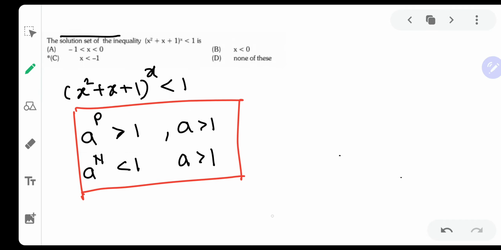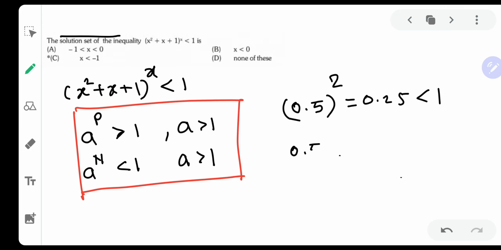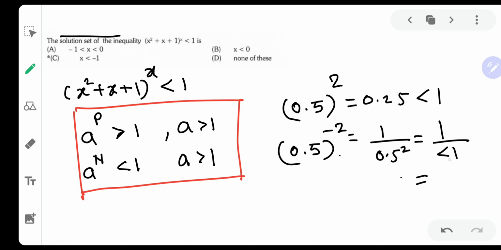Okay, now moving ahead, suppose a is a number which is lesser than 1. So let me say 0.5. Now this number is lesser than 1 and you are providing a positive power. Definitely the answer is 0.25, which is lesser than 1, right? So if you provide a positive power to a number lesser than 1, the answer is lesser than 1. Whereas if you provide a negative power, what will happen is 1 upon 0.5 square. And ultimately you get a number in the denominator which is lesser than 1. So 1 upon lesser than 1 is definitely going to give you greater than 1.